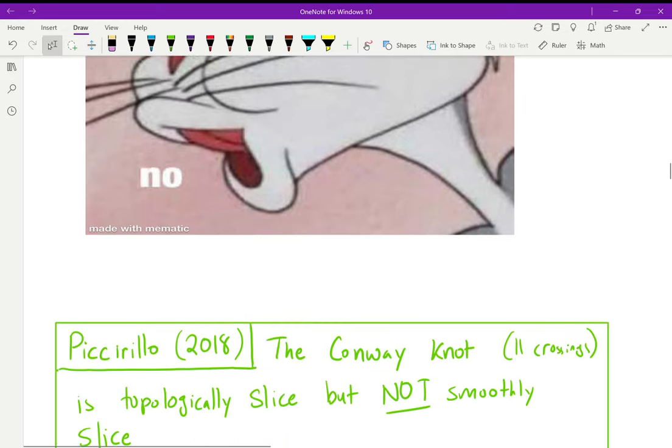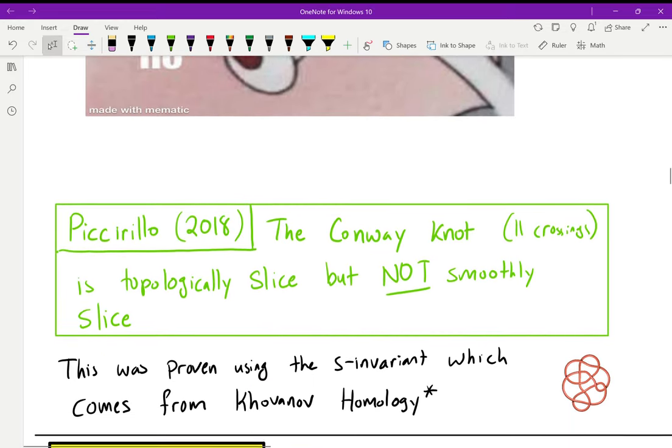This was proved by Piccirillo in 2018. You have the Conway knot, an 11 crossing knot, which is topologically slice but not smoothly slice. The way that she proved this was using the s-invariant, which comes from Khovanov homology, sort of. We'll talk about how that works at the end of the talk, briefly. There's a picture of the Conway knot right there if you were curious what it looks like. I had to cheat by finding a photo online because I am not going to draw that.